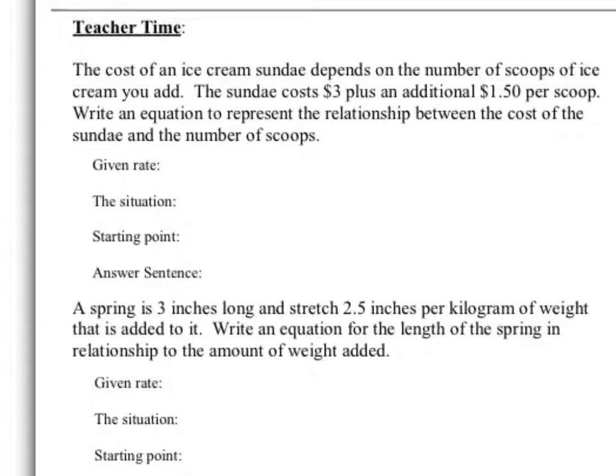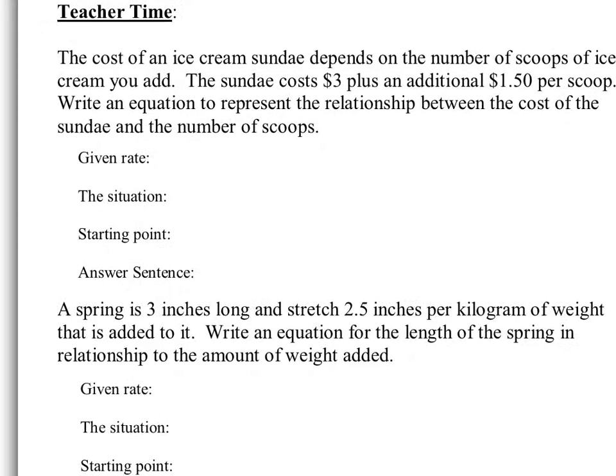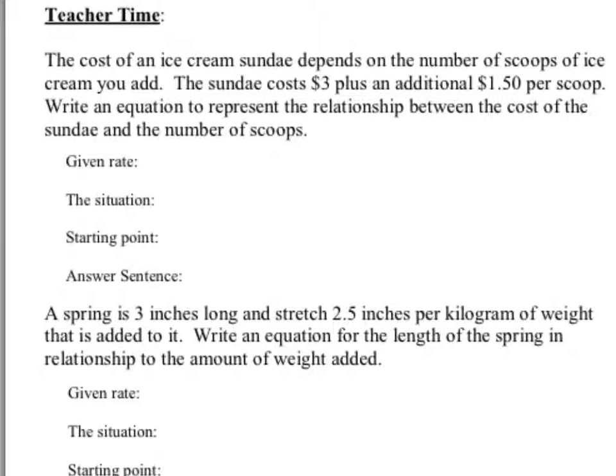So we're going to look through this problem and we're going to start setting it up almost exactly the way we did before. It says the cost of an ice cream sundae depends on the number of scoops of ice cream you add. The sundae costs $3 plus an additional $1.50 per scoop. Write an equation to represent the cost and the number of scoops. So we should be looking at our relationship is going to be something between the cost and the scoops. So we should be looking for our rate already. Where's our rate? Between cost and scoops.